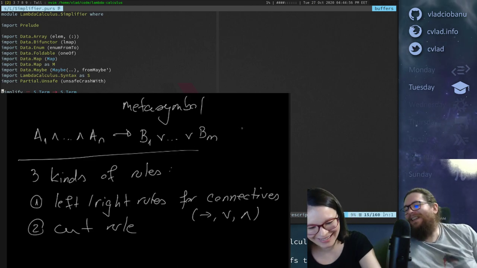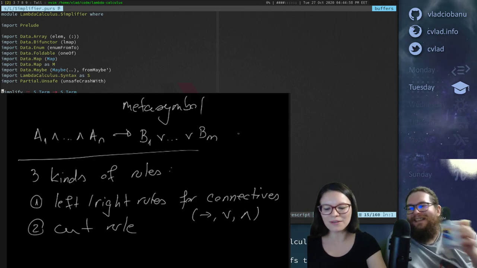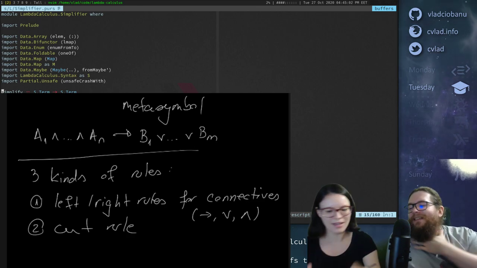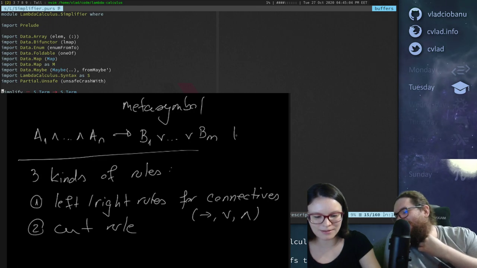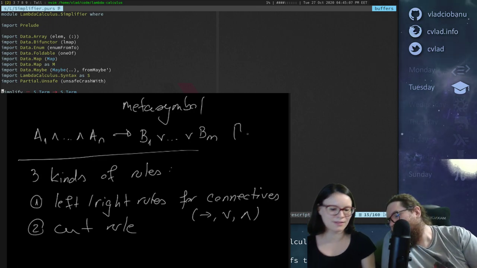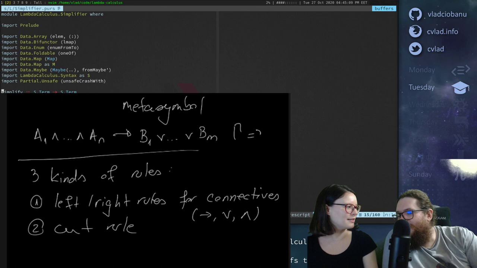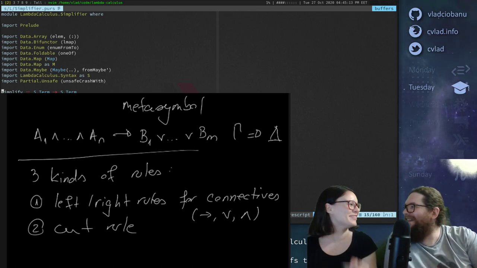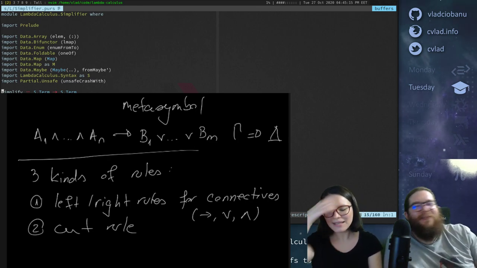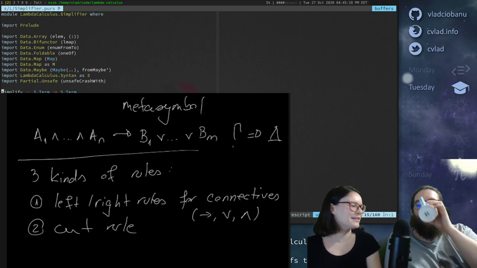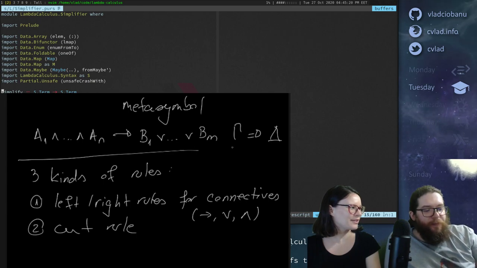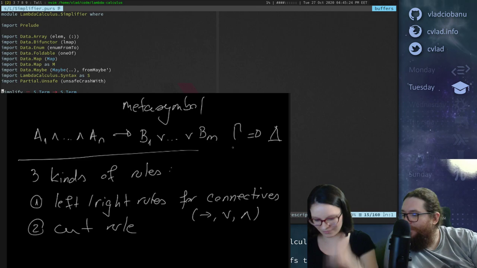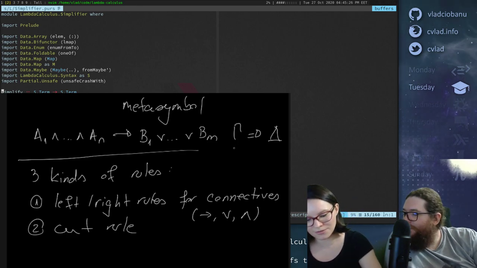Usually when we write sequents in a shorter version, I will write them using capital Greek letters, like gamma implies delta. This means gamma is a set of formulas. That's the intention, so gamma is a set in this version. So the cut rule will say something like this.